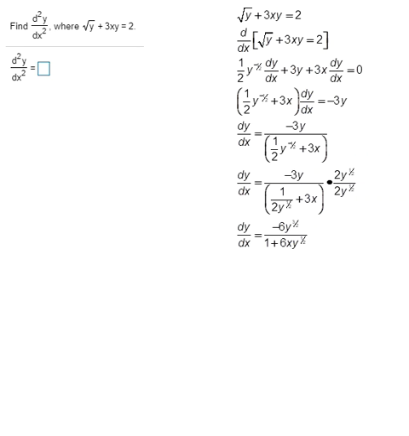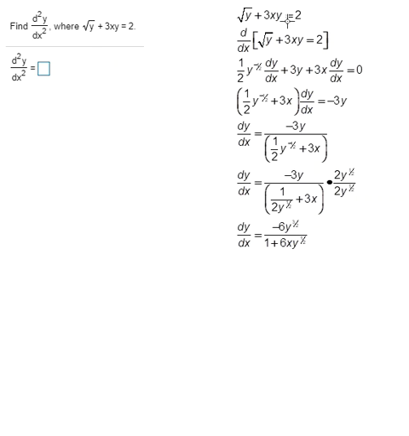I had a question about section 3.8, number 10. This question asks me to find the second derivative of a function that is defined implicitly. And so we're going to find the first derivative and simplify, then find the second derivative and simplify. The "and simplify" part is where we're going to run into some problems here. So let's take a look at this one.